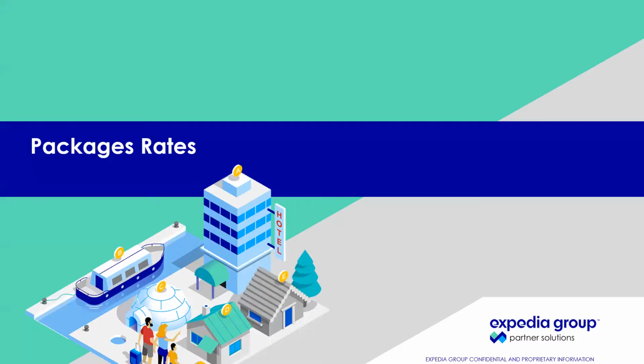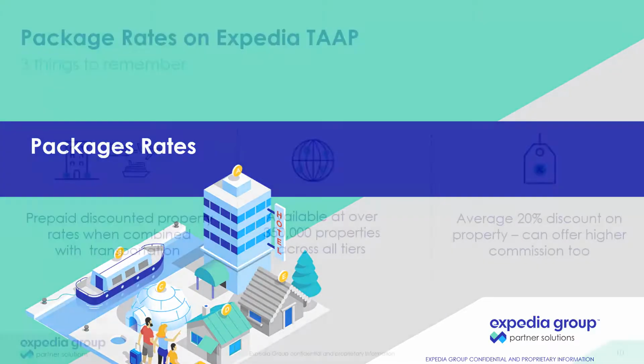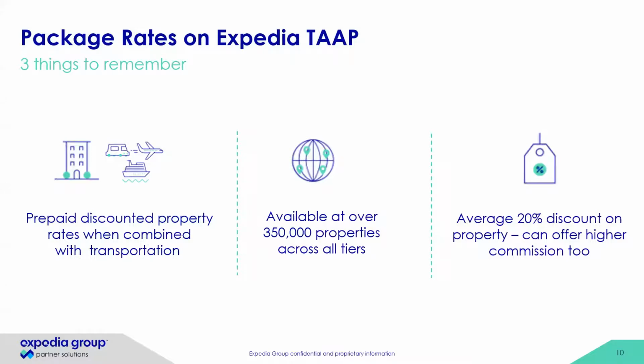So now we'll go into the basics and dive deep into package rates. So 3 important things to remember about package rates. Package rates are prepaid discounted rates that are available for property bookings when combined with a transportation component. Package rates are available at over 350,000 properties and are accessible for all tiers for all agents. And lastly, they can help you save your travelers an average of 20% on the properties portion of your itinerary, and they can offer you higher commission.